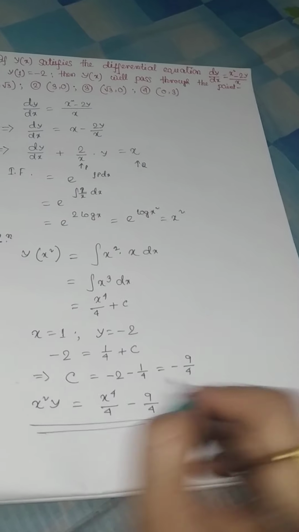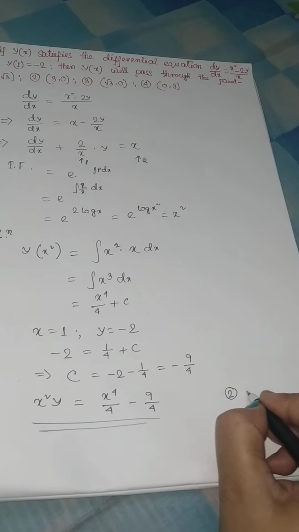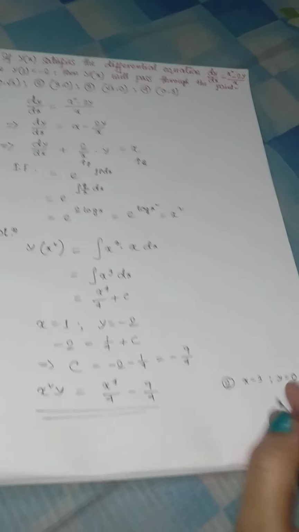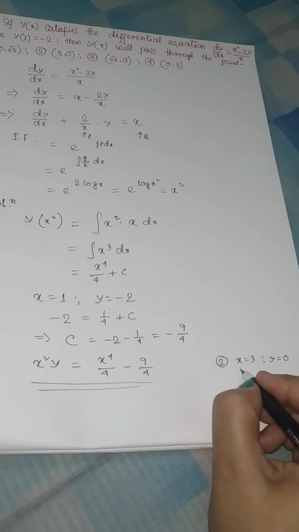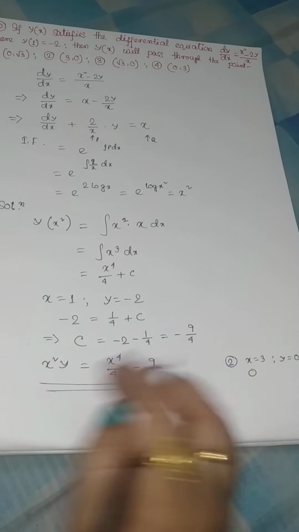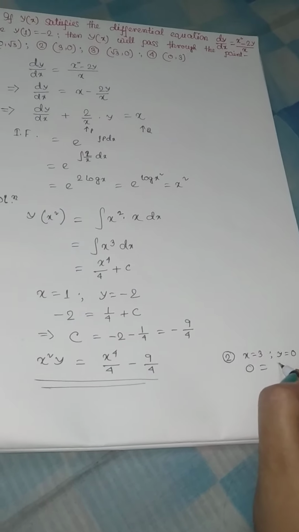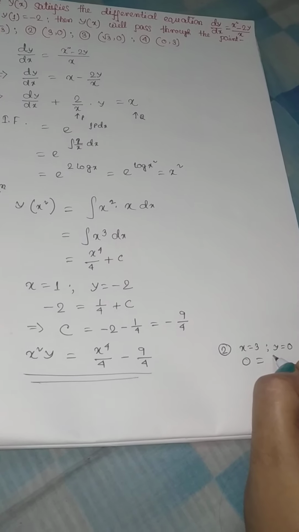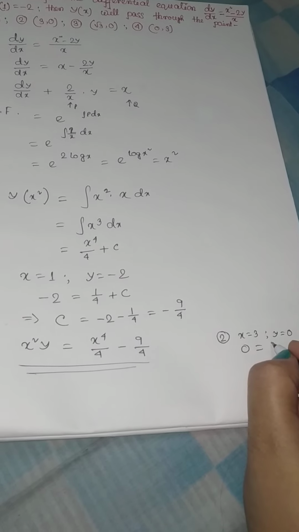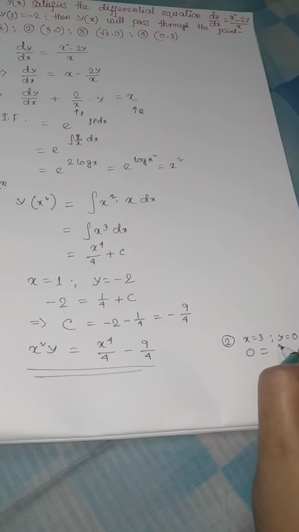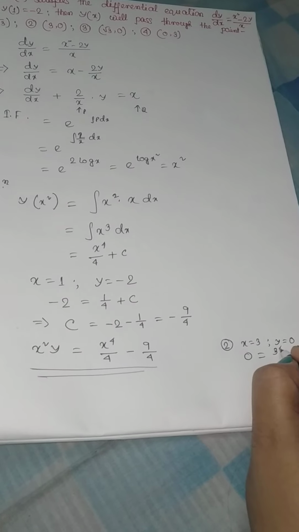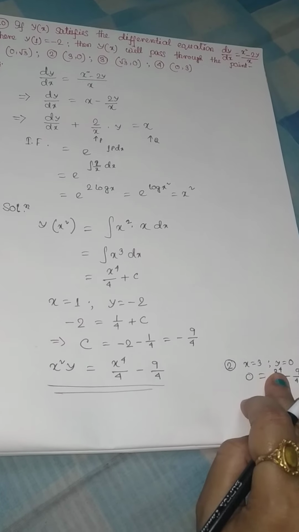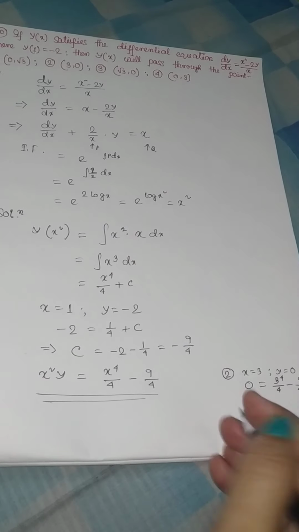Option 2 shows that putting the value x = 3 and y = 0 in this. The left hand side is equal to 0 and the right hand side is 3⁴/4 - 9/4. 3 to the power 4 means 81, minus 9, this is not satisfied.